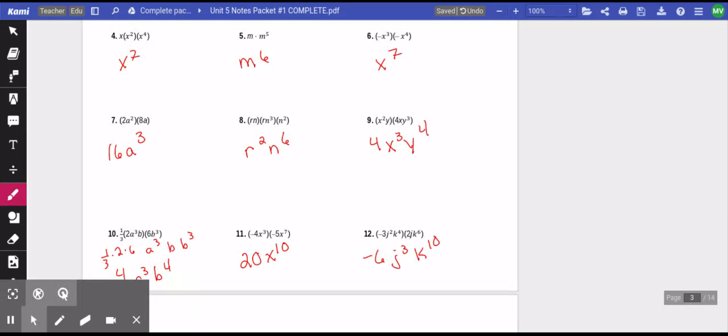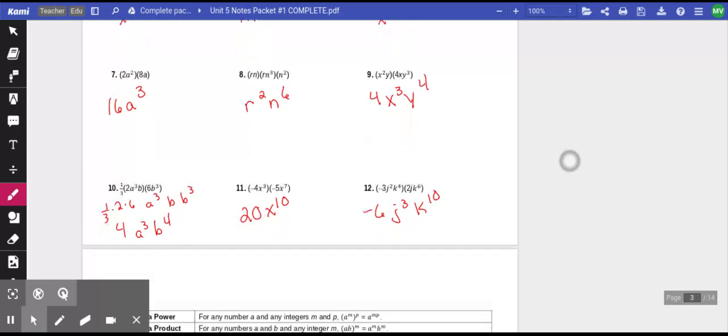Okay, so number 4 should be x to the 7th. 5 is m to the 6th. 6 is x to the 7th. 7 is 16a cubed, because again, the 2 and the 8 are just numbers, so I multiply them. 8 is r squared n to the 6th, because again, I group the like bases together. 9 is 4x cubed y to the 4th.